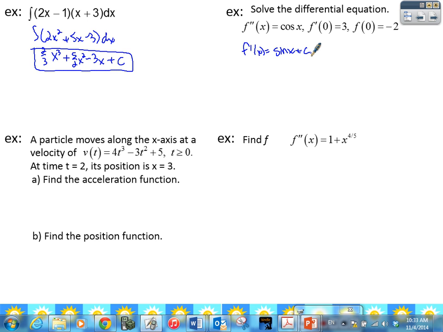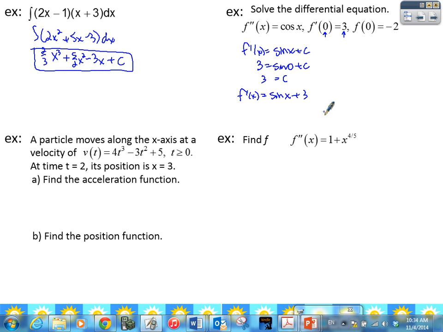And so I encourage you to stop and find c right now. Don't wait until the end. Much more difficult, so stop. So here it tells me that when x is 0, my y value is 3. So 3 equals sine 0 plus c. What is sine of 0? 0. So c is 3. So my actual first derivative is sine x plus 3. Okay, we okay with that?